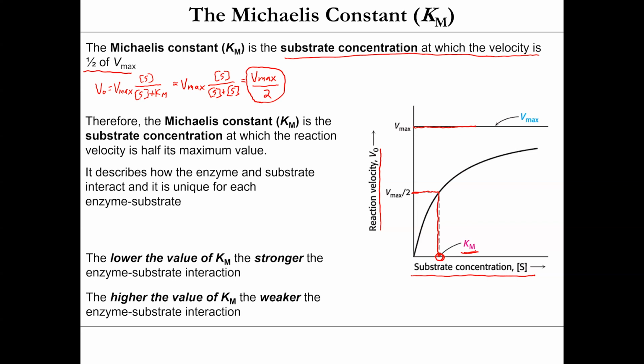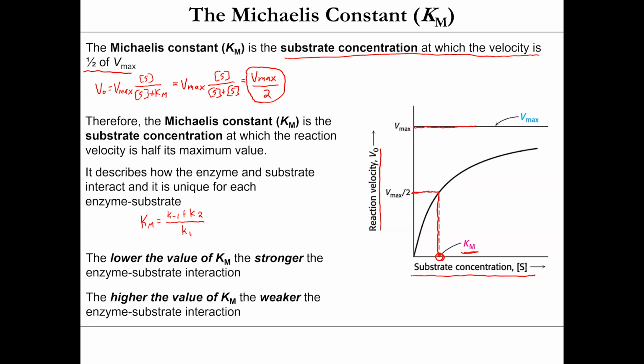So the Michaelis constant describes how the enzyme and substrate interact. And so it's unique for each enzyme substrate interaction. So it's a very good way to describe the actual kinetics of a specific enzyme substrate interaction. So remember, Km can also be described as k_-1 plus k_2. So these are the conversions of the enzyme substrate complex back to enzyme plus substrate or forward to enzyme plus product. And that's over k_1, which is the formation of that enzyme substrate complex.